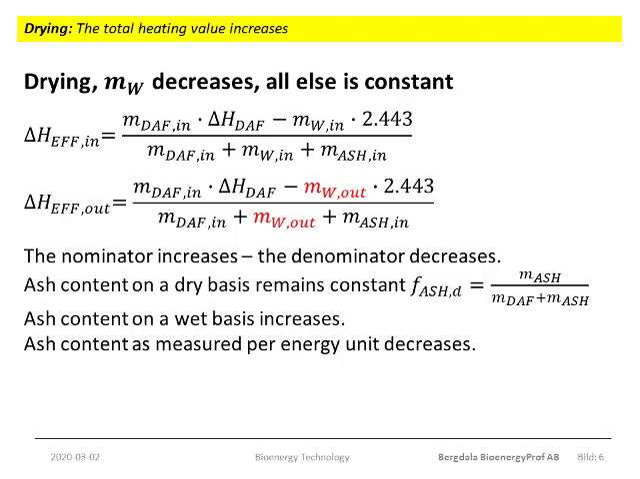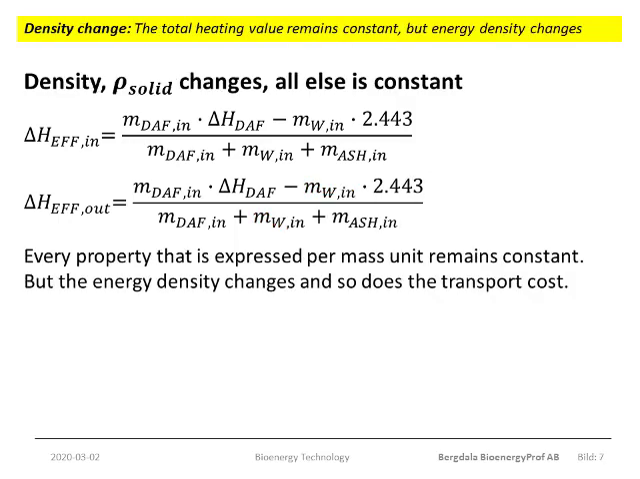First, we look at a simple drying process. So what happens is then that the mass of water in the fuel is decreased and the heating value increases. This is a positive thing, an improvement, and the ash content per energy unit will decrease, which is also a positive thing. But the ash fraction on a wet basis will increase.